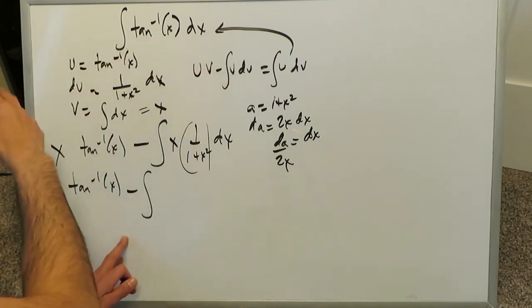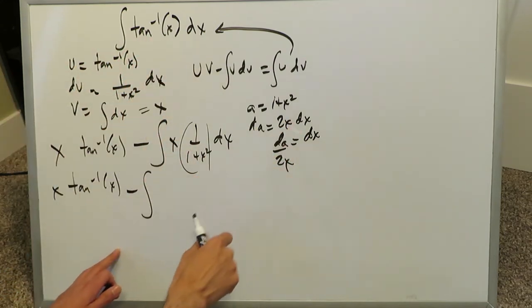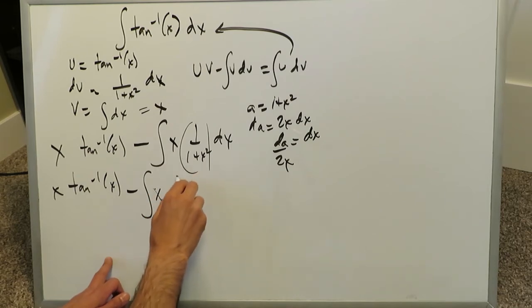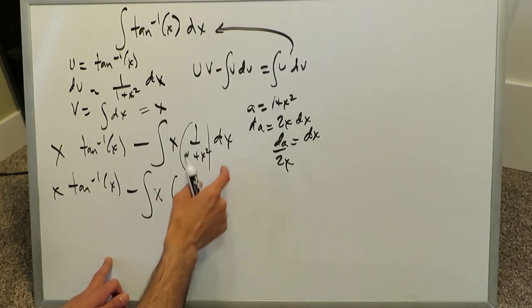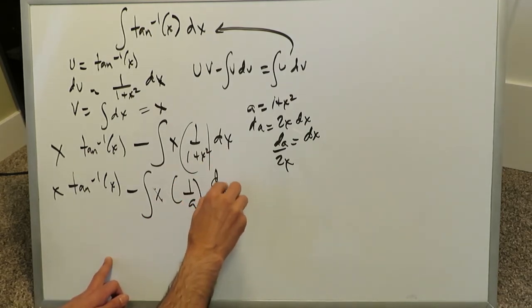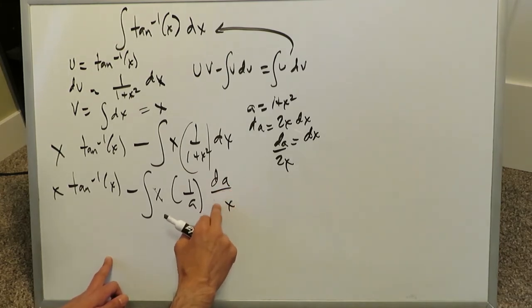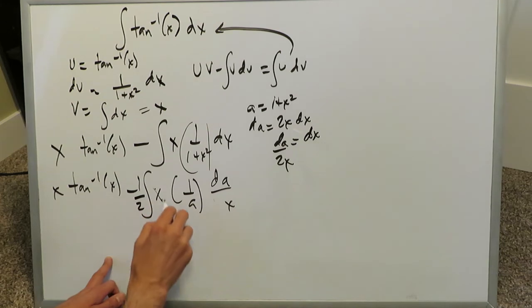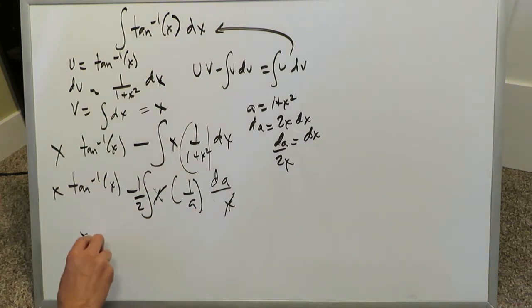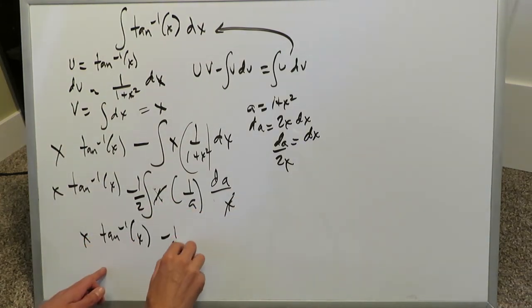The integrating by parts technique is over. Now we have to finish it with this. We have an x sitting here. We have 1 over a, which was our polynomial substitution kicking in, and dA over 2x. I'm going to erase this 2, and I'm bringing it out here as a 1 over 2. This x cancels out with this. So we have x inverse tan x minus 1 over 2 integral dA over a.